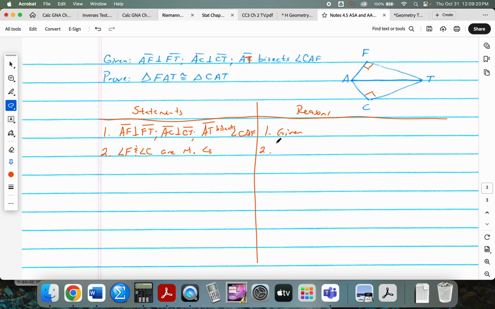How do I know that? Definition of perpendicular lines. Exactly right. I was given perpendicular lines, therefore I know I have right angles. That's what the definition of perpendicular lines says. Have I said that those two angles were congruent yet? No, so I need to. Angle F is congruent to angle C. We've said this multiple times today. That's because all right angles are congruent.